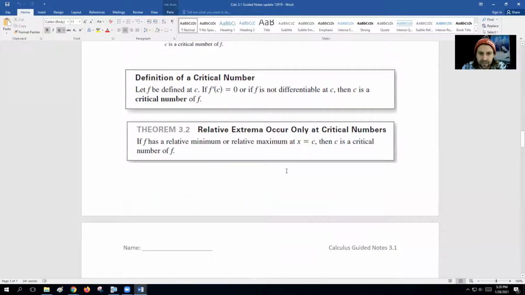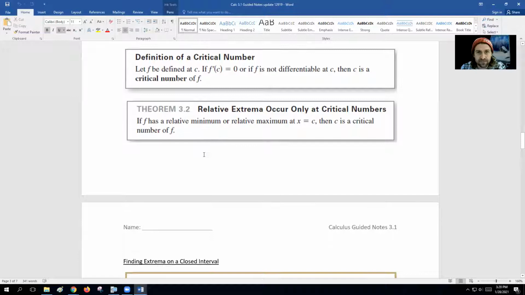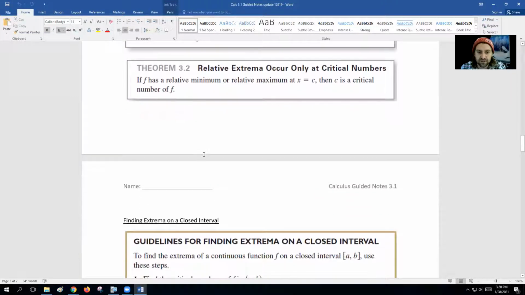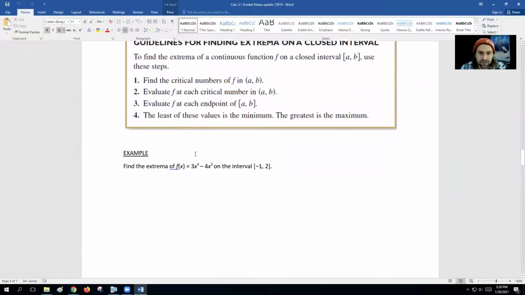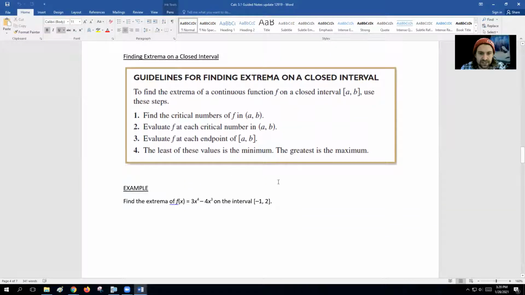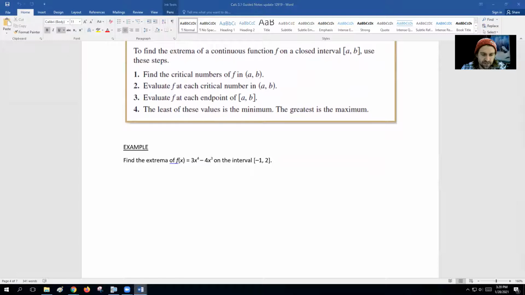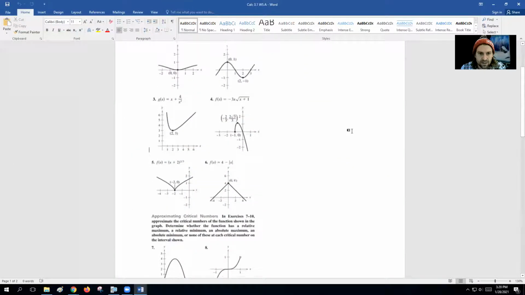Okay, now if f prime of c equals 0, there's a really good chance that that point is a relative min or a relative max. It's not a guarantee, but there's a really good chance. So the first thing that we're going to do is look at open intervals. Let's look at some of the homework problems that you guys will do. You have worksheet A here.